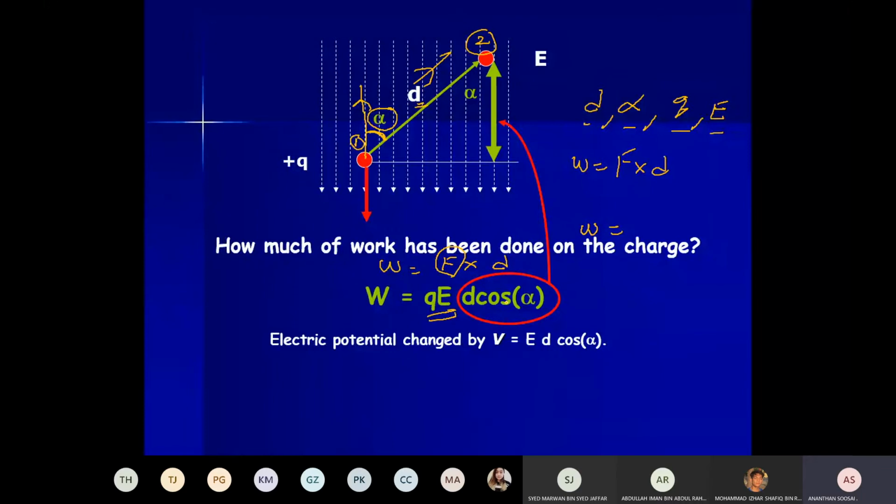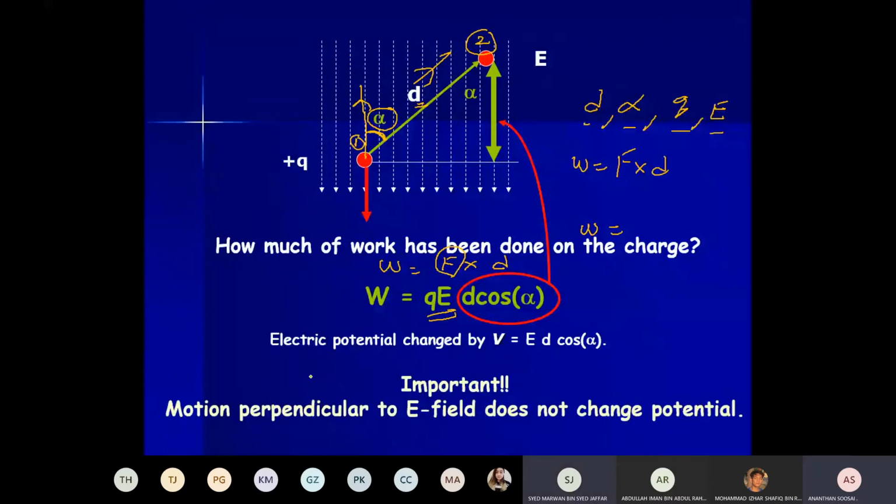Okay. But we know ED cos alpha is the potential difference. Yeah, so electric potential. As QED cos alpha is the work done, you can leave it here. So when the particle moves from 1 to 2, tell me, this is the work done. This is equal to gain in kinetic or gain in potential. The particle gains potential or gains kinetic? Anyone? Potential. So it gains potential.